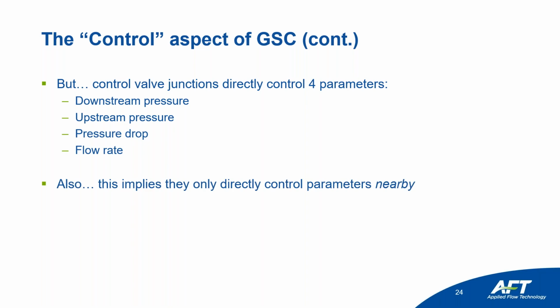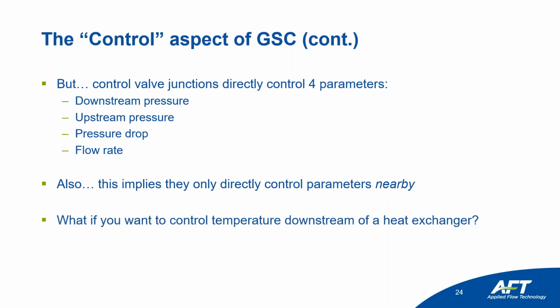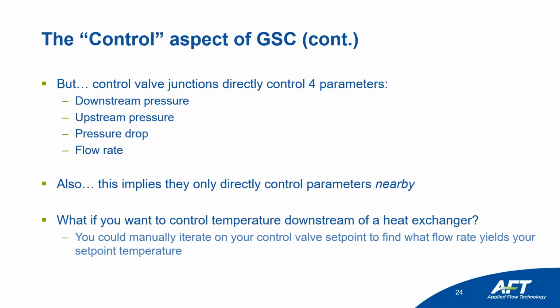Also, this implies they only directly control parameters nearby, meaning right adjacent to the junction. What if I wanted to control temperature downstream of a heat exchanger? What if I wanted to control velocity? Well, a control valve does not have that capability. That's where GSC comes into play. It extends the versatility of Fathom so you can achieve process control, right?